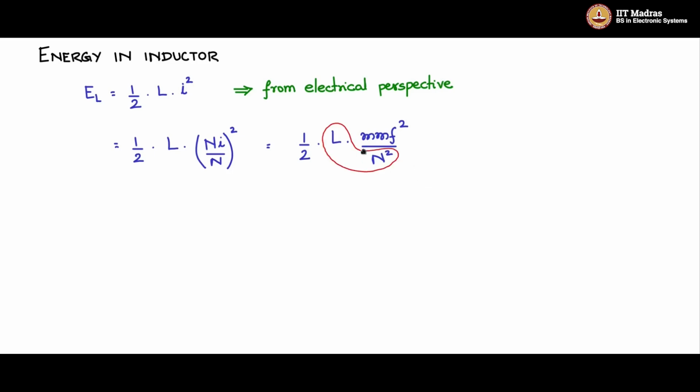Now what is L by N square? L by N square is nothing but permeance, because we know that L is equal to permeance into N square. So we can write half permeance into mmf square. This is the magnetic perspective for the energy in the inductor, half permeance mmf square. This is half Li square from the electrical angle.